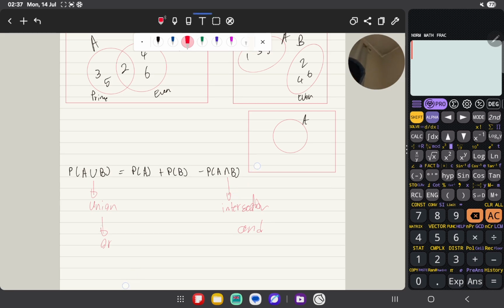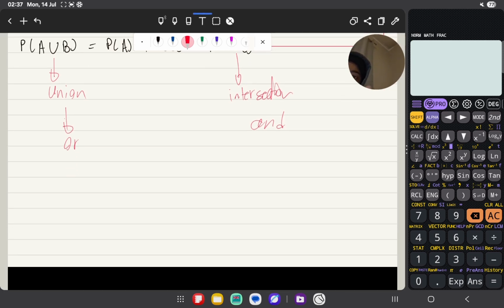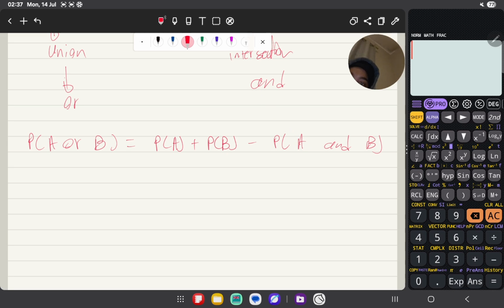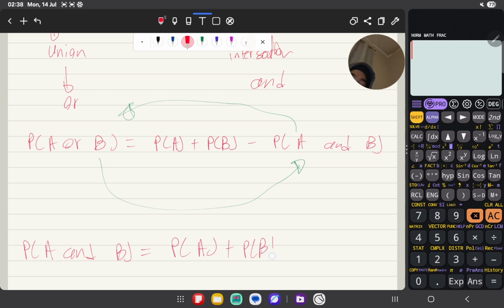So here I can write this probability to say: the probability of A or B is equal to the probability of A plus the probability of B, minus the probability of A and B. And of course, when you transpose, you end up with the probability of A and B being the probability of A plus the probability of B minus the probability of A or B.